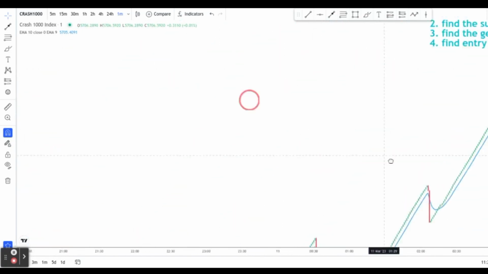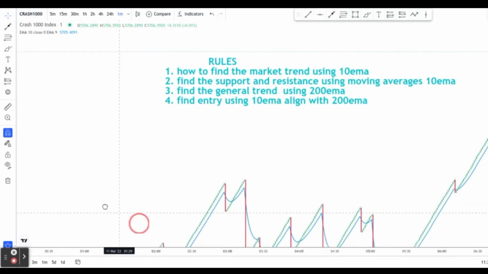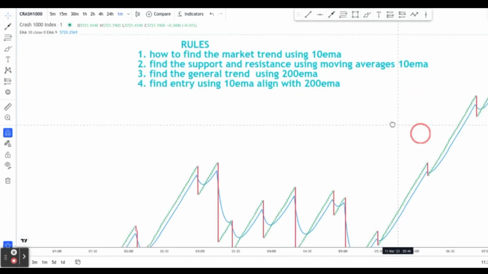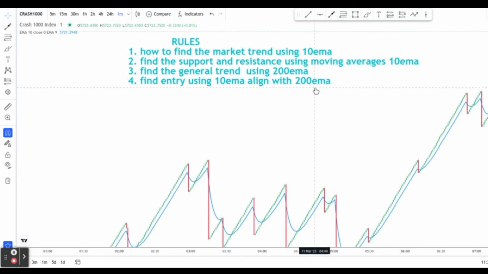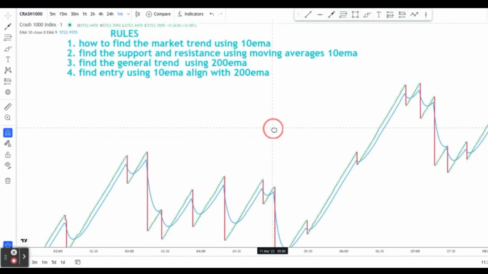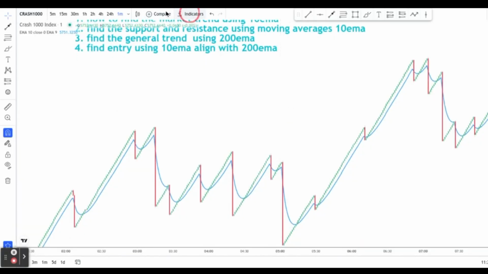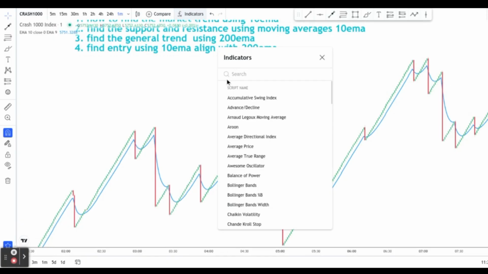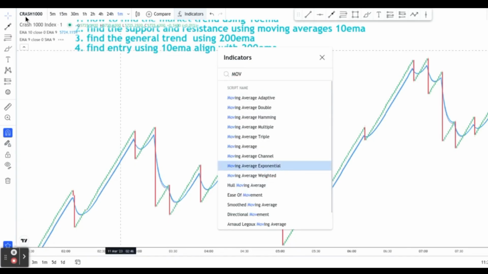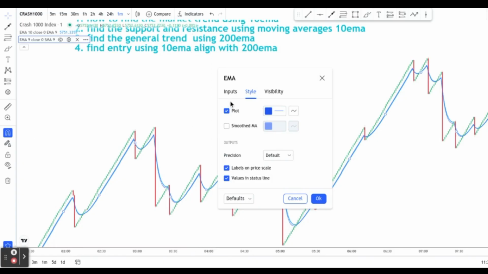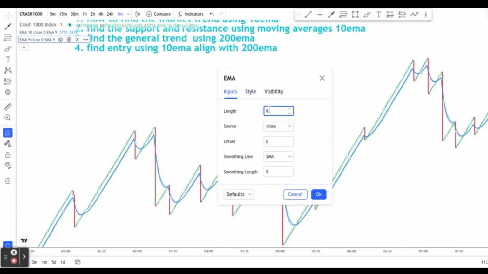So we have finished the second rule, which said find the support and resistance using the moving average 10 EMA. Now find the general trend using 200 EMA. So we are going to add another moving average to our chart now. Go back to the indicator, search for moving average exponential again. If you are using MetaTrader 5, go back to where you add the first one. Then make sure the period is 200. Put period 200. Period 200. So apply to close.